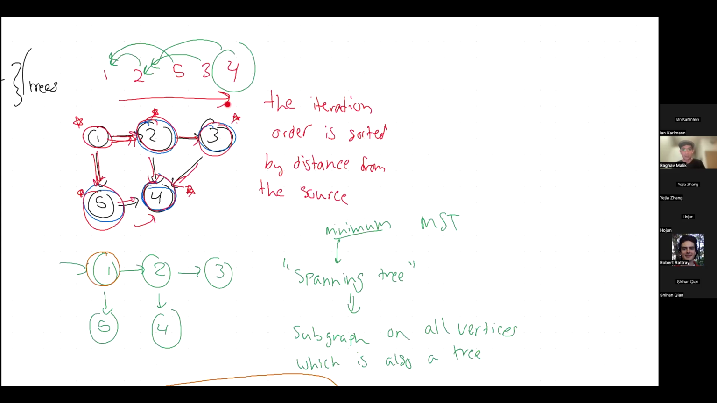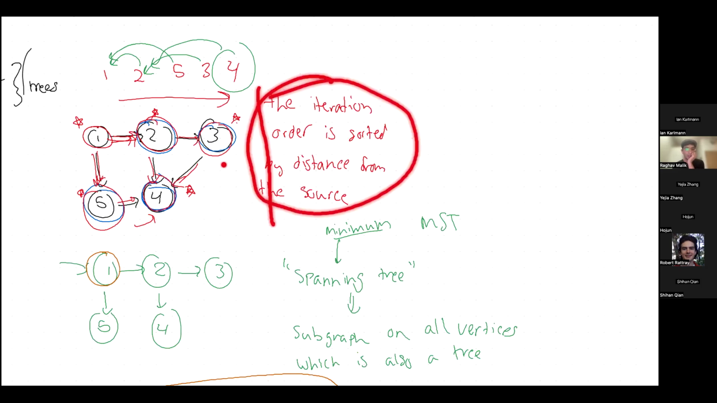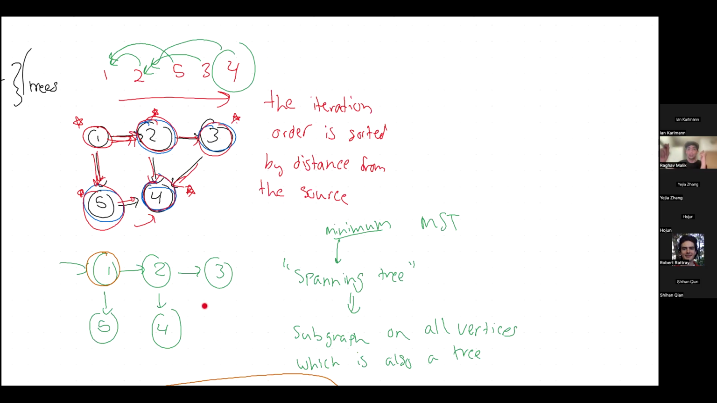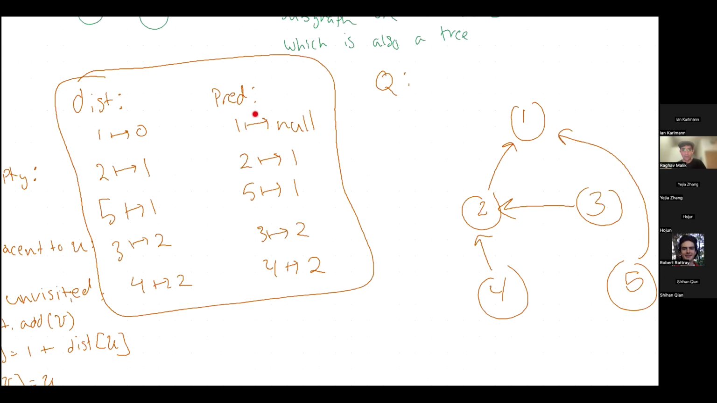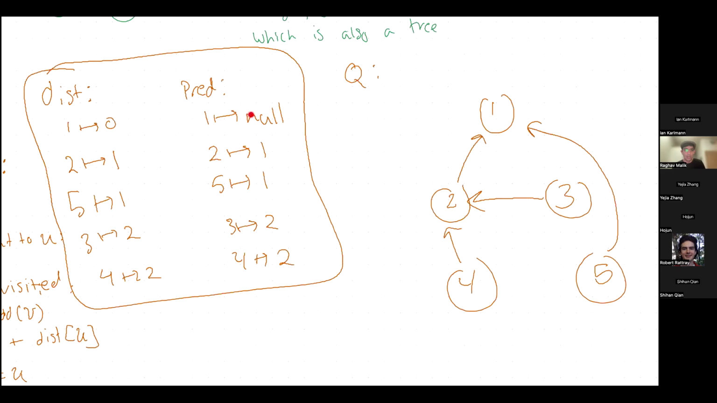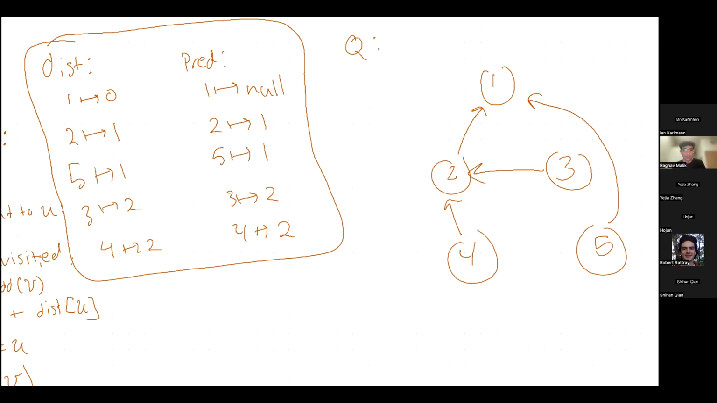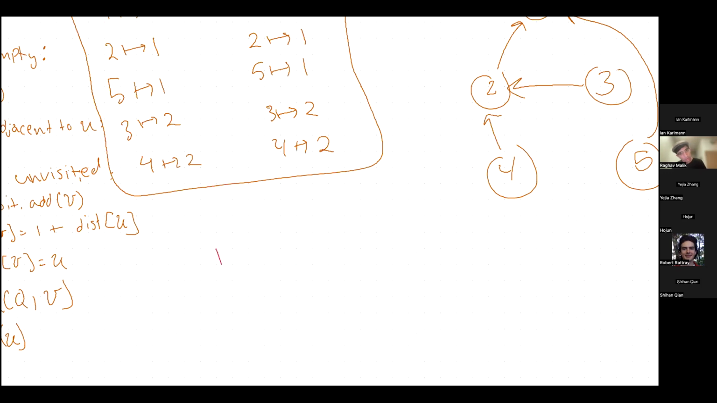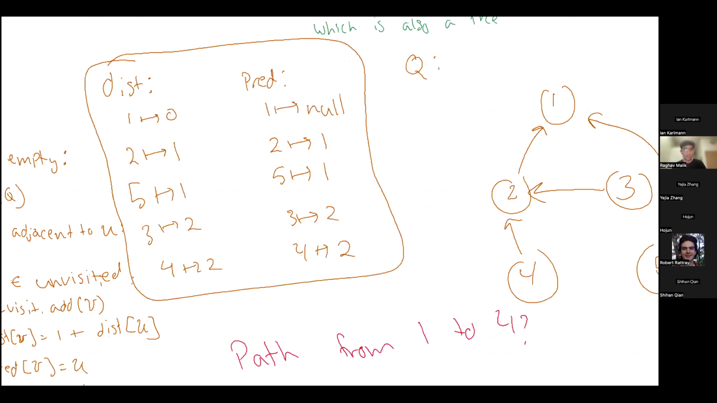In particular, the fact that the iteration order is sorted by distance from the source means that the distance that I record in this table for every vertex is necessarily the minimum distance, right? And this also secretly gives me the shortest path, because let's say I want to know a path from 1 to 4, right? First of all, I can read off this table that the length of this path is 2.